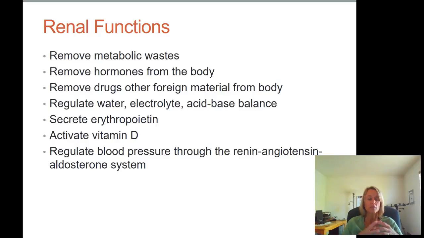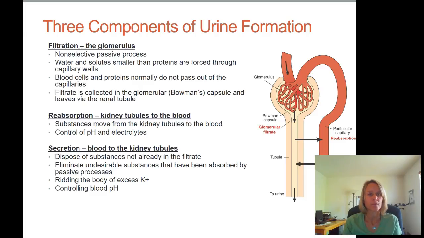They secrete erythropoietin in response to tissue hypoxia to stimulate red blood cell production. They activate vitamin D, which is going to allow for normal calcium absorption from the GI tract. And the kidneys also function to regulate blood pressure in the long term through the renin-angiotensin-aldosterone system. There are three components of urine formation.